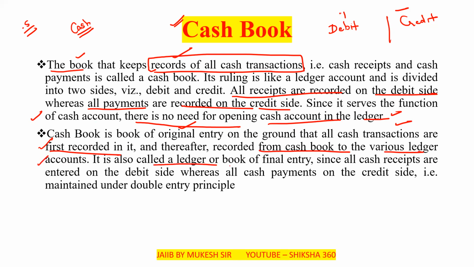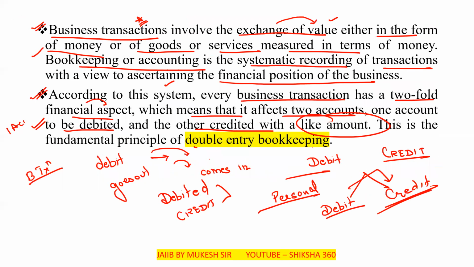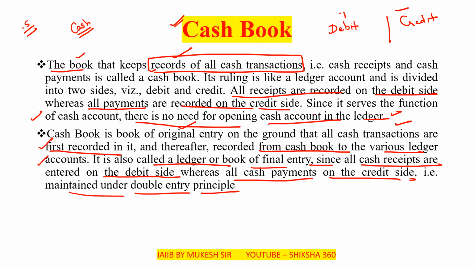So it is also called a ledger or book of final entry, since all cash receipts are entered on the debit side, whereas all cash payments are entered on the credit side. Maintained under double entry principle, that we have already discussed, the double entry bookkeeping. So here is a 1.5 mark question which you have to remember, that all cash receipts, that is we are getting the cash.